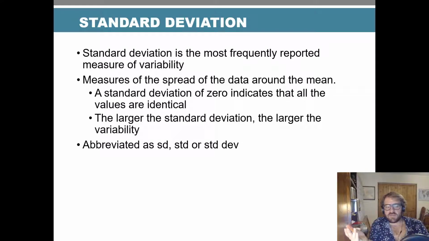We abbreviate standard deviation as SD, STD, or STD-DEV. You're going to see all of these. SD is the one that we usually use in papers, so you'll see M equals blah, comma, SD equals blah. STD and STD-DEV are ones that you'll see usually in coding. STDEV is the one that we're going to use in Excel.